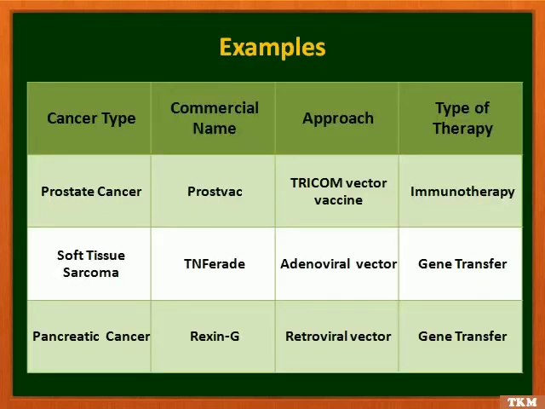These are several examples of the cancer types and the drugs that are on the market and the various approaches that they have used. As you can see, for prostate cancer, there is already a drug on the market that is using a poxvirus vector vaccine, and it is using the concept of immunotherapy. Then there is one for soft tissue sarcoma, in which an adenovirus vector has been used and the approach is gene transfer. Then there is one for pancreatic cancer, wherein a retroviral vector approach is used, and this type of therapy is again gene transfer.